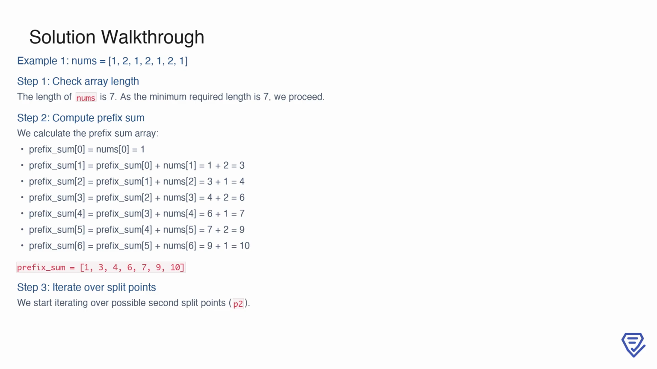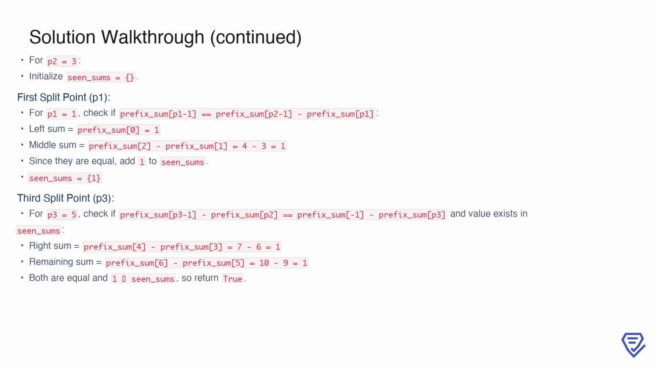For example, prefix_sum[0] is simply the first element, 1. Then, prefix_sum[1] is the sum of the first 2 elements, 1 and 2, which equals 3. Continuing this process, we calculate all values in the prefix sum array as 1, 3, 4, 6, 7, 9, 10. With this in place, we begin iterating over possible second split points, denoted as P2, which will divide the array into 3 parts. Now, let's consider P2 equals 3 as the potential second split point.